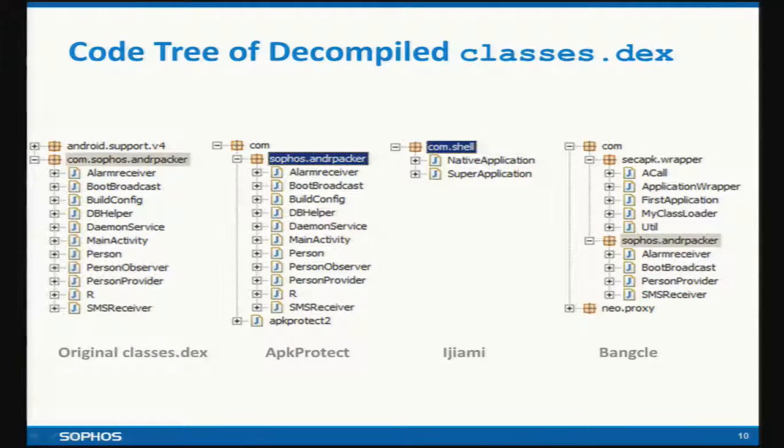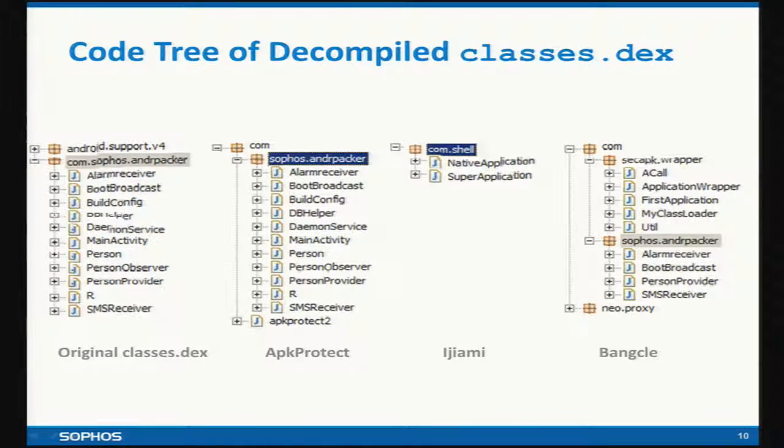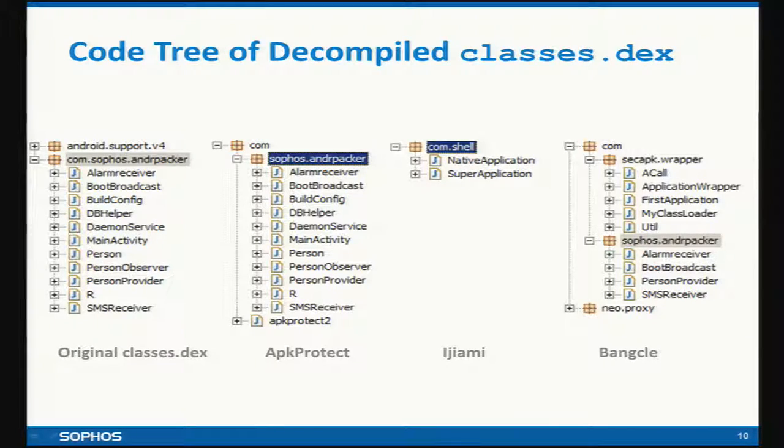Banco equips a group of standard classes and also shows the encapsulated services, broadcast receivers, and content provider from the original class.dex. iJiami takes a further step. It will replace them with its own classes, native application and super application.